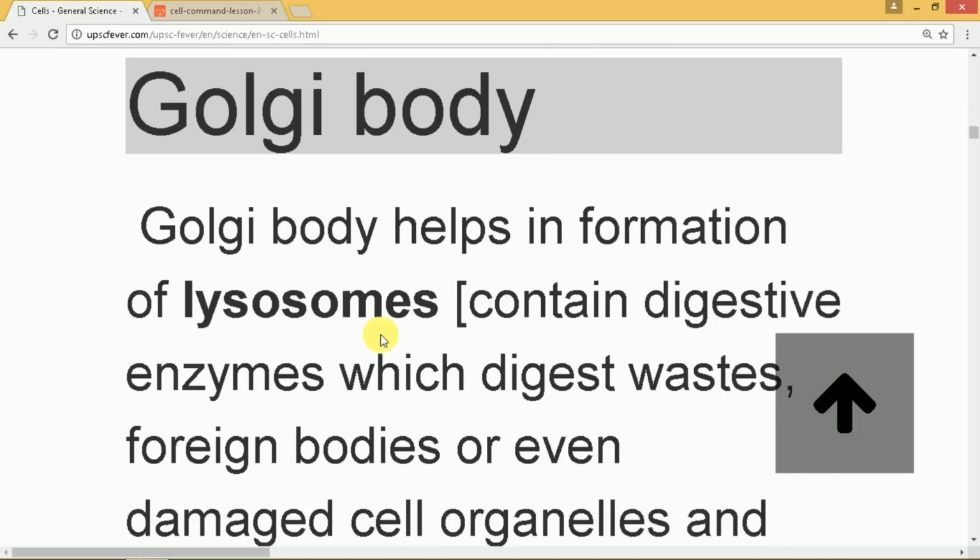is used to digest wastes, digest foreign bodies, or even digest damaged cell organelles and the entire cell itself. The lysosome enzyme is responsible for digestion of the cell itself, and so it is known as a suicide enzyme, or Golgi bodies are also known as suicide bags. Another function of Golgi bodies is that it helps in making complex sugars from simple sugars and then storing these complex sugars in the vesicles. So the Golgi body has two roles: creation of lysosomes and creation of complex sugars.